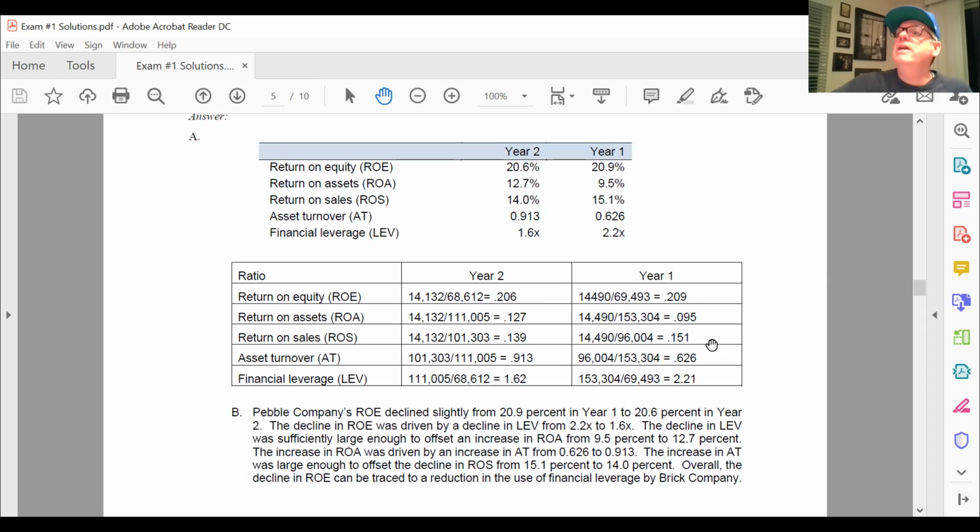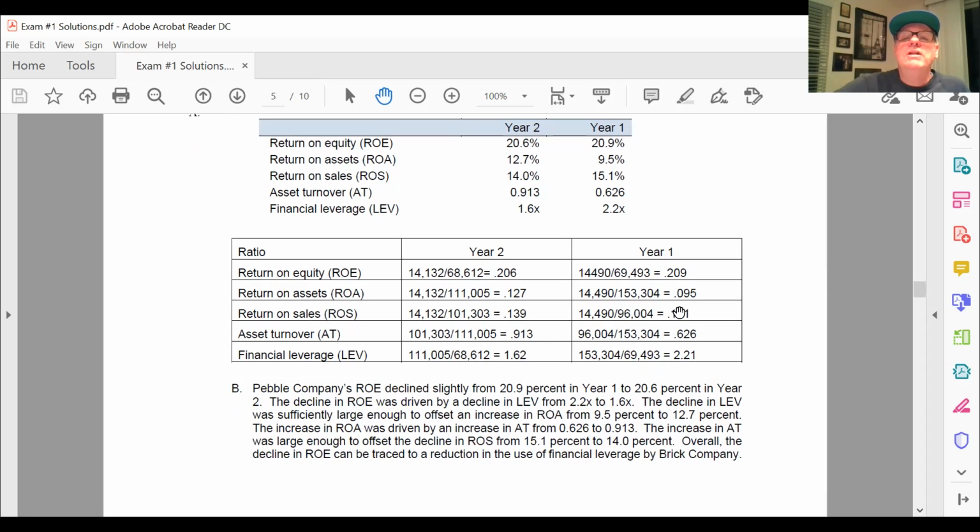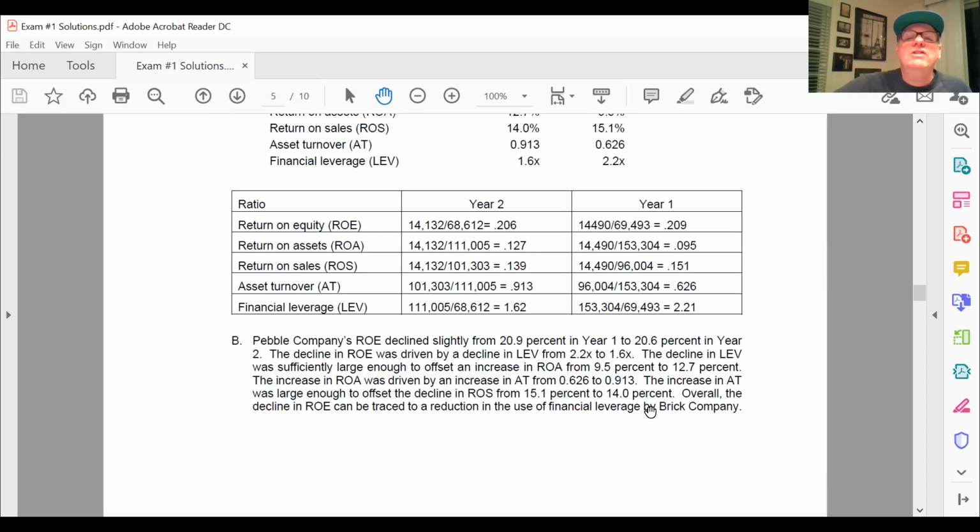Once you get the calculations, then you need to go back and reflect on them and see what the actual trends are. What I would have noted here is that the return on equity was pretty close each year, but you had a significant increase in return on assets. The return on sales was down. Your asset turnover was way up, and your financial leverage was actually down. Those are the types of things you should have reflected on.